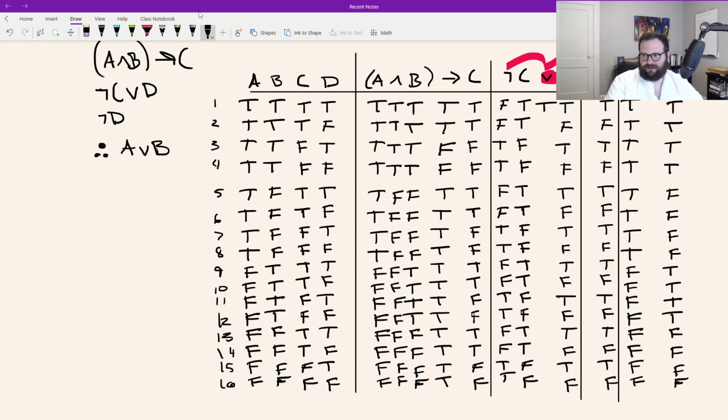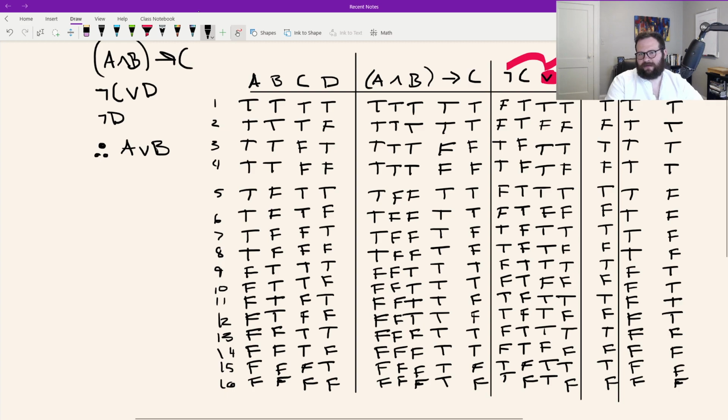So on row one, it's true. On row two, it's false. True, true, true, false, true, true, true, false. That's misleading. Let's fix this one. There we go. True, true, true, false, true, and true. Okay.